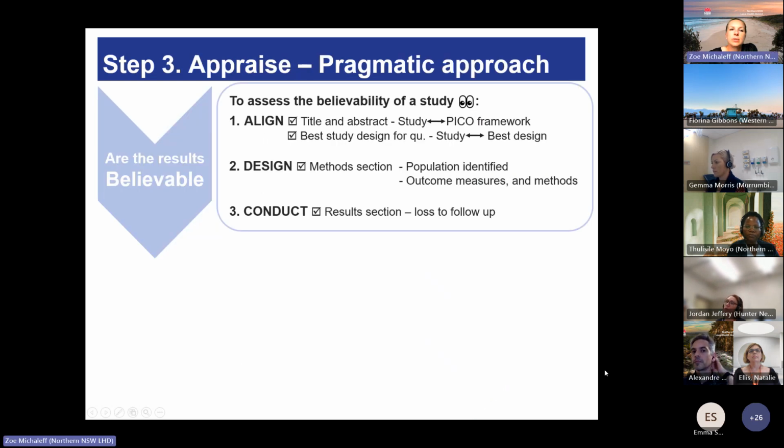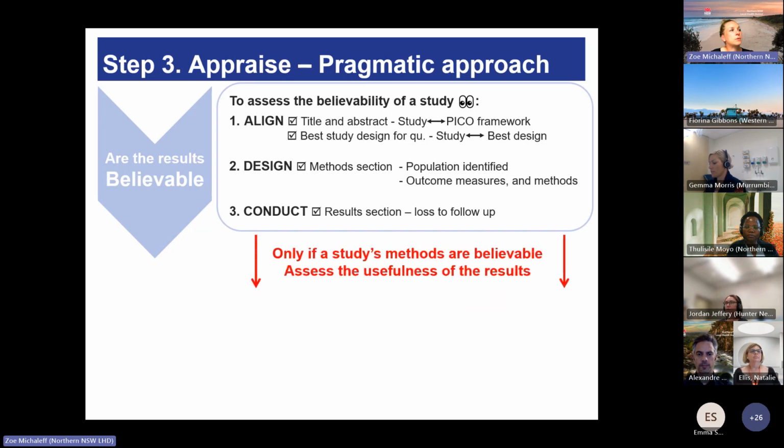So in order to assess the believability of the research that you find, we use the framework Align, Design and Conduct. And again, we're encouraging you to use this skill of targeted reading in order to assess that believability. So again, you're not reading the article from cover to cover. If you're interested in learning more about this framework, we encourage you to go back to the RR-CLaN YouTube channel and have a look at last week's presentation on how to apply this framework in more detail to the research that you find.